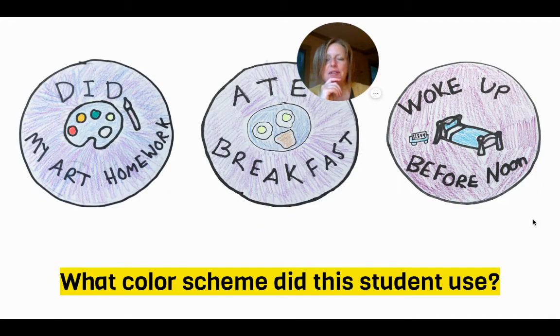So what color scheme do you think this student used? I want you to write it down. So I hope you wrote down analogous, because there's blues, there's purples, there's sort of like this bluish purple, blue, purple, and purple. They're all right next to each other on the color wheel. So that's an analogous color scheme.